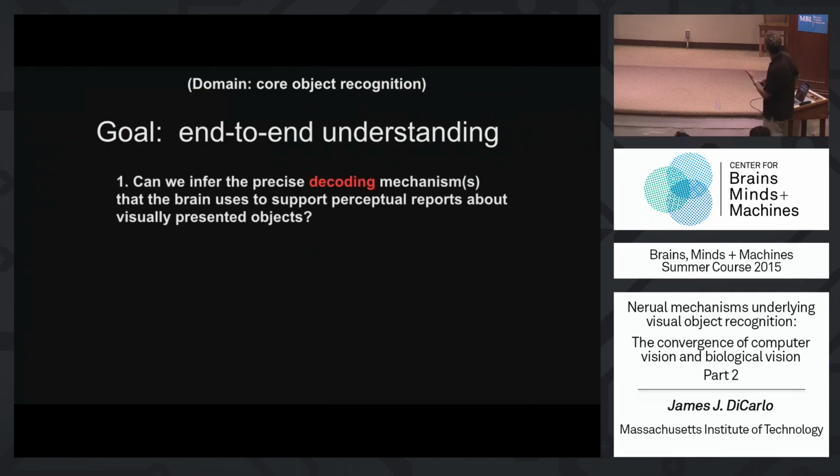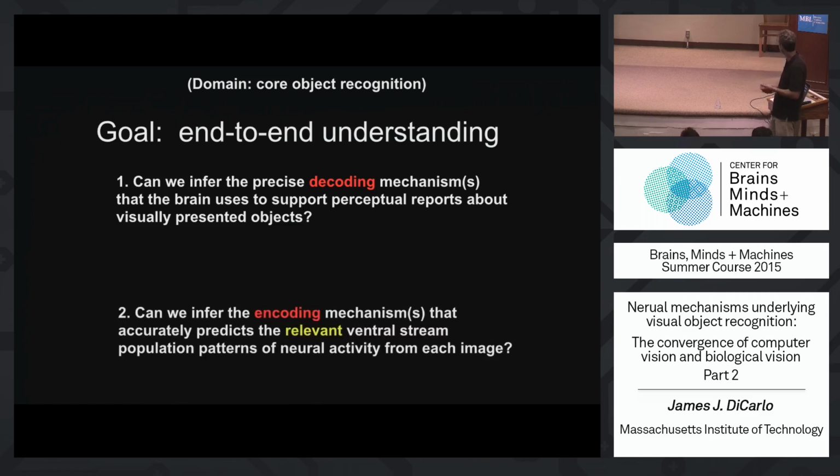But stepping back, when you think about what I call an end-to-end understanding, going from the image all the way to neural activity to the perceptual report, one of the things we want to do is just define a decoding mechanism that the brain uses to support these perceptual reports. Basically, what neural activity is directly responsible for these tasks.